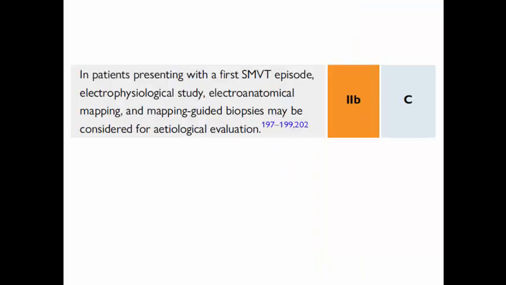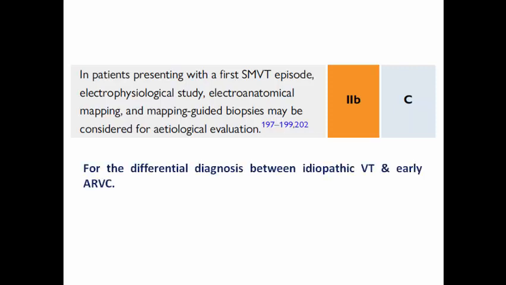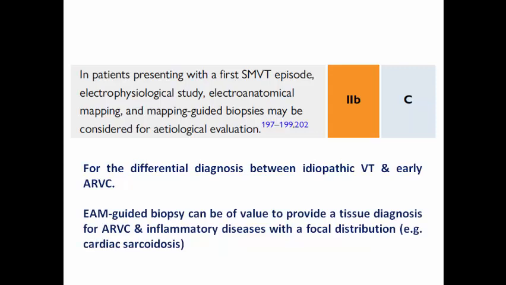So the specific recommendation here is that for a patient presenting with sustained monomorphic VT for the first time, EP study, electroanatomical mapping, and mapping-guided biopsy may be considered to reach the diagnosis. And for the differential diagnosis between idiopathic VT and early ARVC, the guided biopsy via mapping can provide tissue diagnosis due to regional and focal distribution of the disease, especially in the early stages like in ARVC and cardiac sarcoidosis.